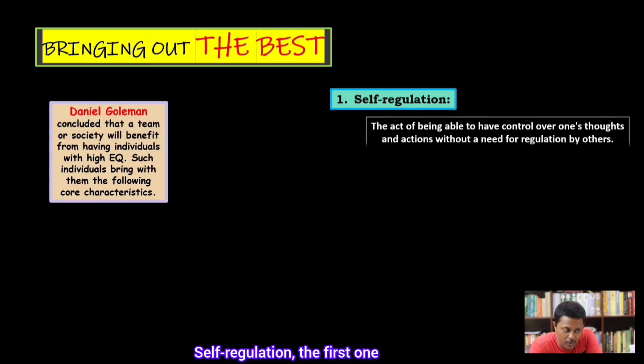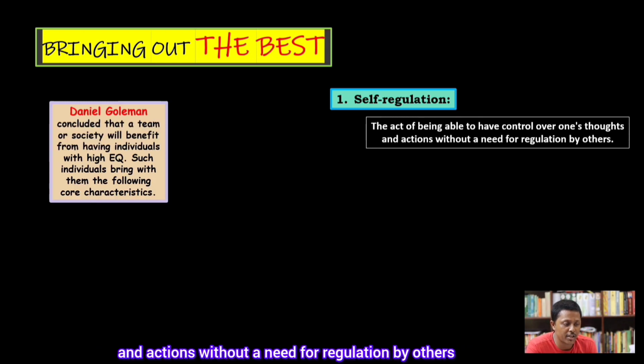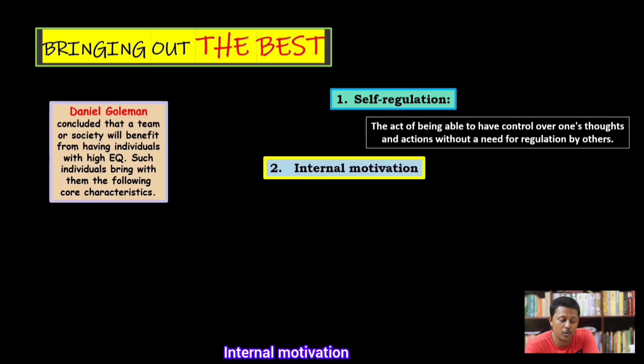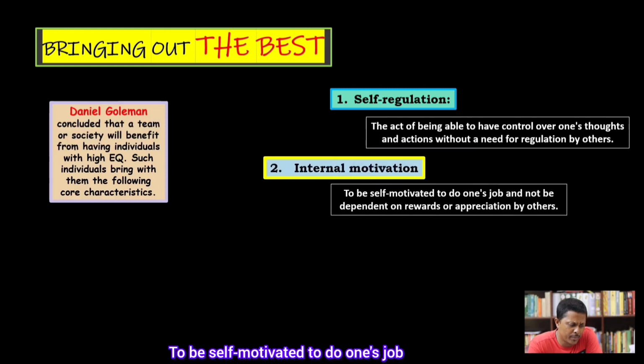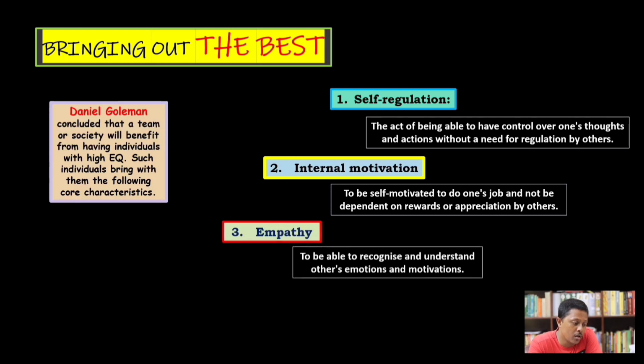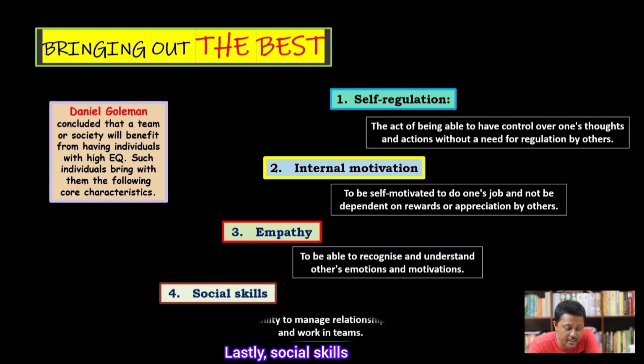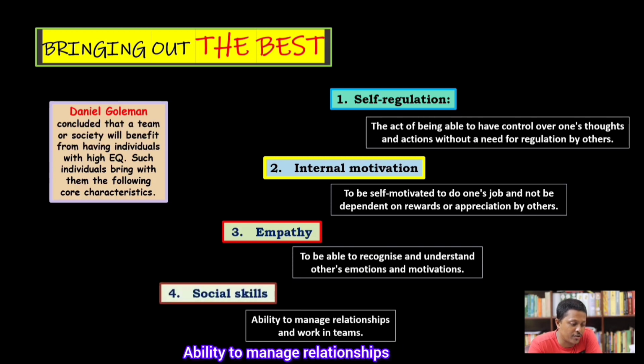Self-regulation, the first one. The act of being able to have control over one's thoughts and actions without a need for regulation by others. Internal motivation, to be self-motivated to do one's job and not be dependent on rewards and appreciation by others. Empathy, to be able to recognize and understand others' emotions and motivations. Lastly, social skills, the ability to manage relationships and work in teams.